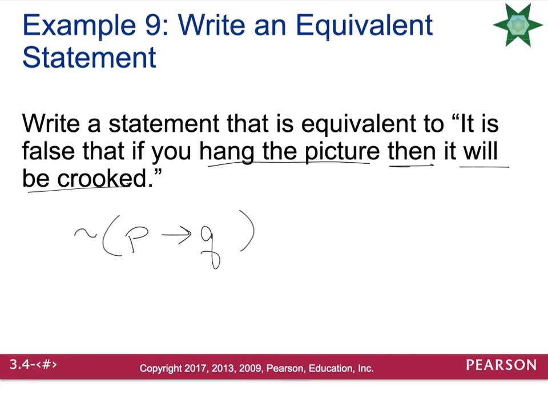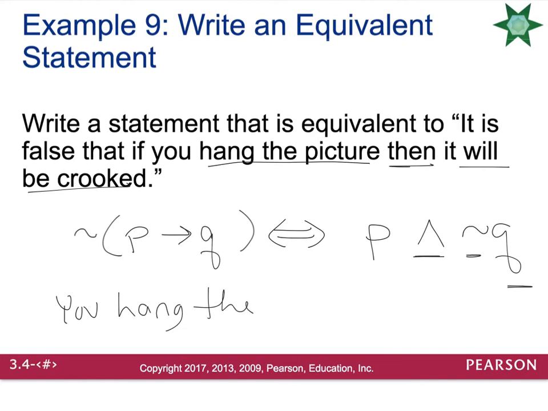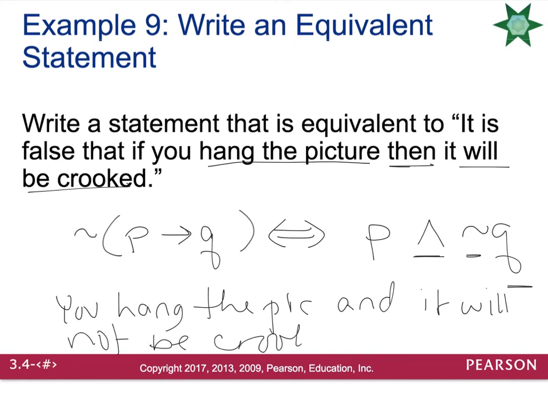So if we want to do an equivalent statement, then we can do this with a conjunction. We do not put the negation on the P, we do put the negation on the Q. And then if you do that in the terms of the picture, P stood for you hang the picture. This is your and, and this is not crooked. Okay, so if I was going to say that, I would say you hang the picture and it will not be crooked.